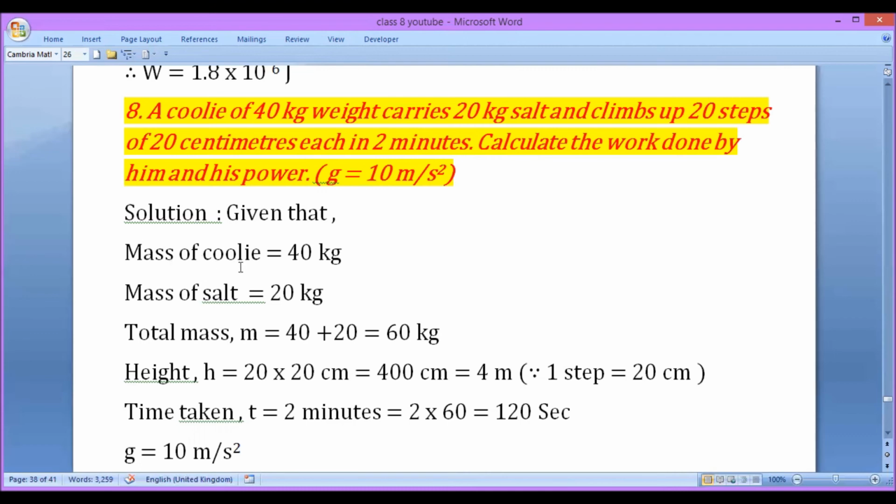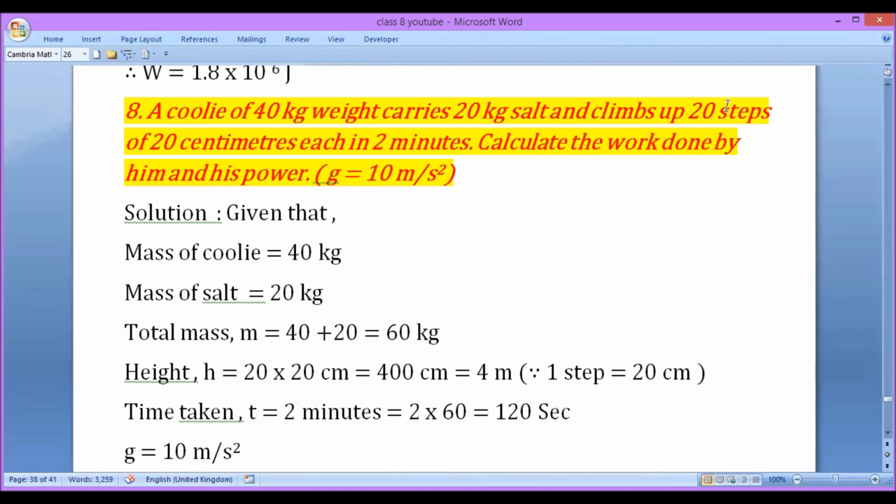Given that the mass of the pulley is 40 kg, and the mass of the sand is 20 kg, also given in the question. We need the total mass, so add the masses. Total mass M is equal to 40 plus 20 is equal to 60 kg, the sum of the mass of the pulley and the mass of the sand. Understood? This is very important.